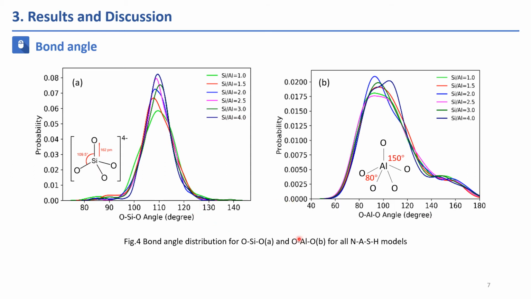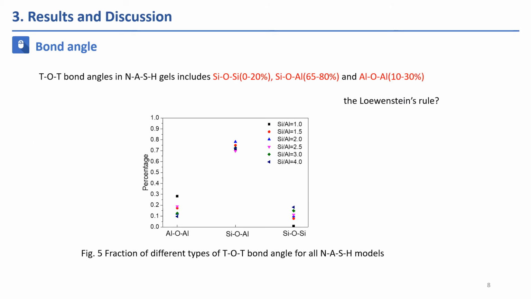Besides these two bond angles, actually we have another type, the TOT bond angle. From all the nostril we simulated, we have silicon-oxygen-silicon bond angle at a maximum of 20%. Most of them are silicon-oxygen-alumina bond angle. And it's interesting to find a small amount of alumina-oxygen-alumina bond angle, which is against Lowenstein's rule. So that means Lowenstein's rule is not always obeyed.